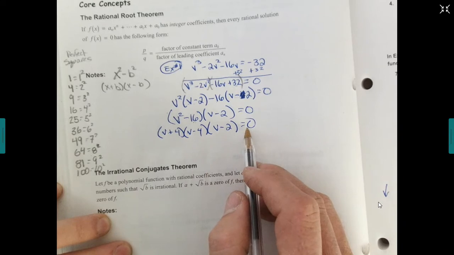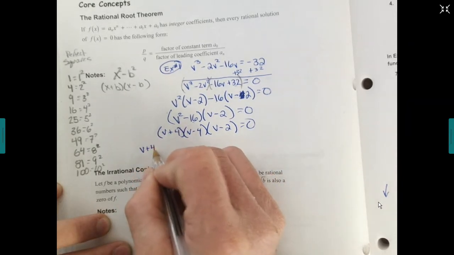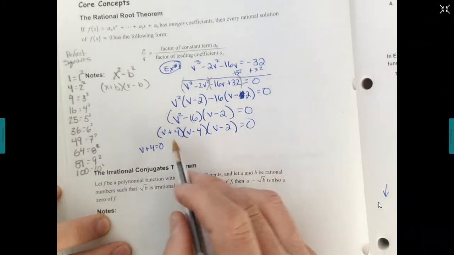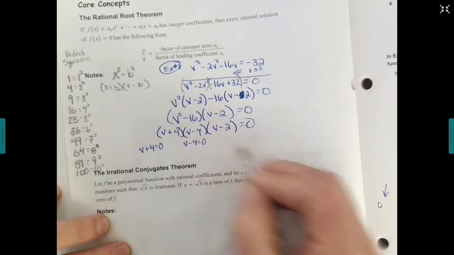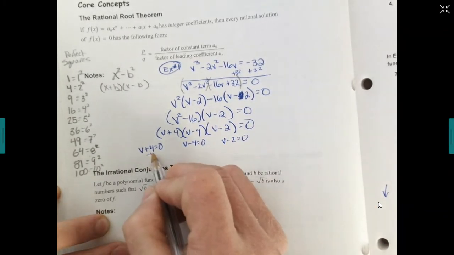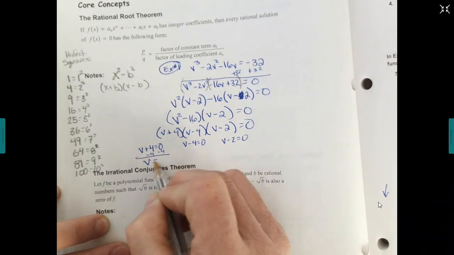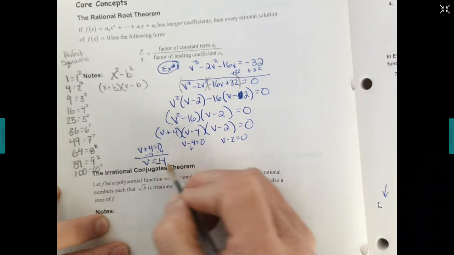Now this is all equal to 0. How do I get it equal to 0? Well, if this unit equals 0, v plus 4 equals 0, my whole thing is 0, right? Because 0 times anything is 0. So if this equals 0, or if this equals 0. So I got v equals 4. Oh no, negative 4. v equals negative 4.